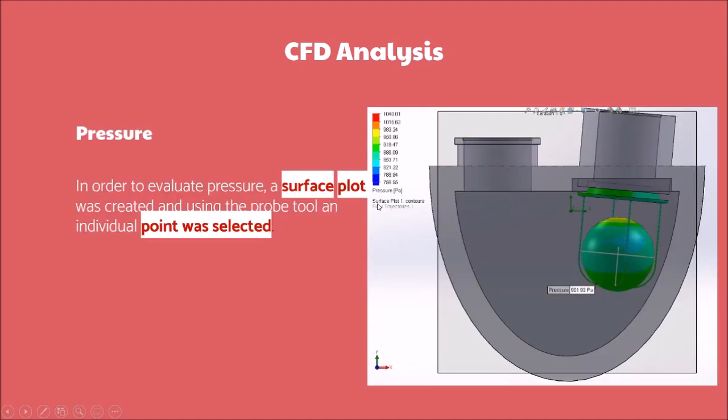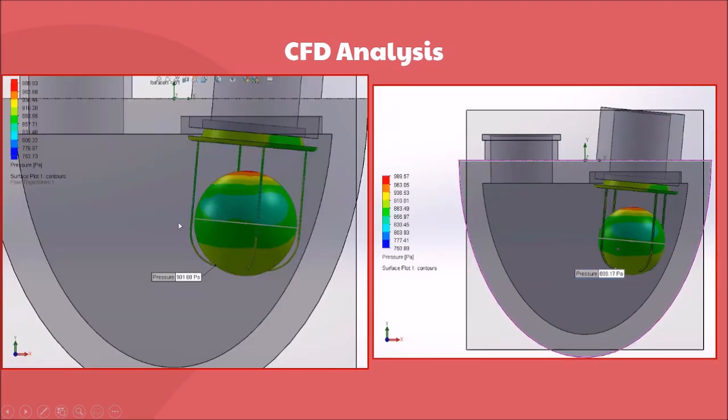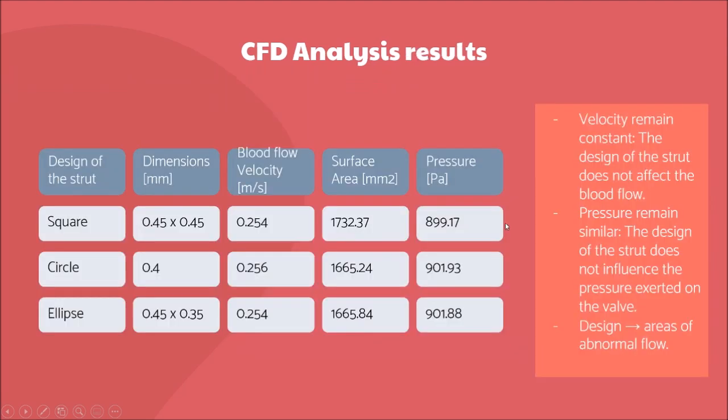In order to evaluate pressure, a surface plot was created, and using the probe tool, an individual point was selected. We selected the tip or the top of the strut, which is the one that felt the most pressure. Here we have the evidence for the circle strut, the ellipse strut, and the square strut.